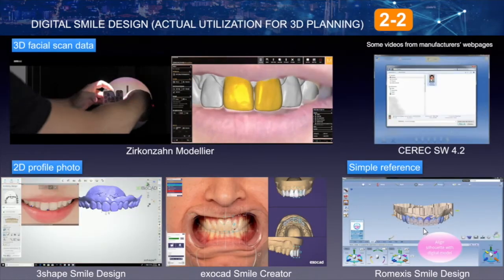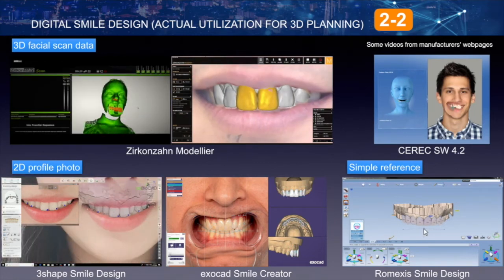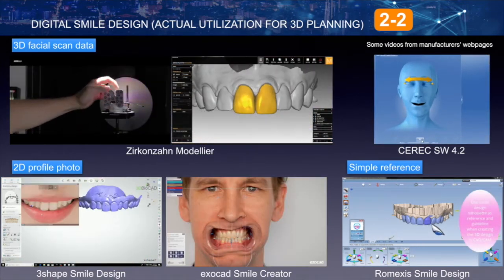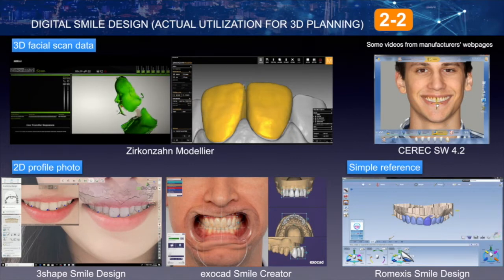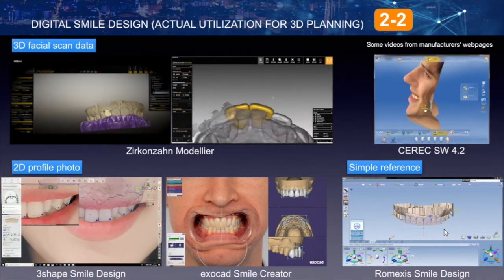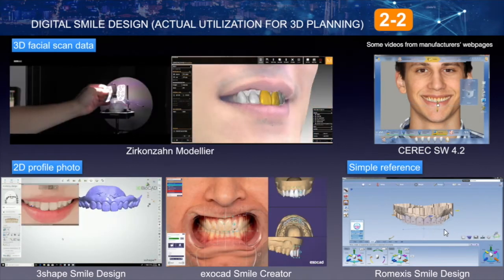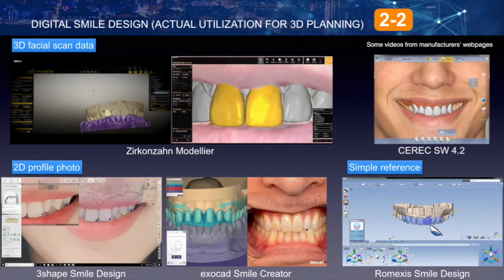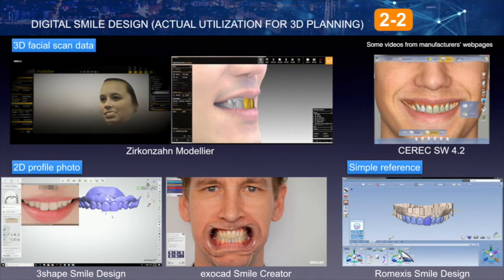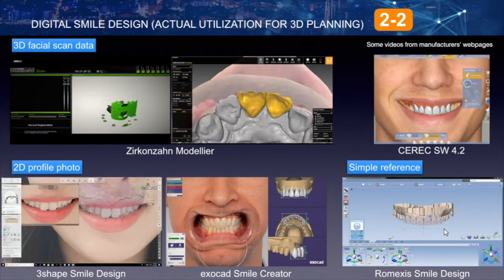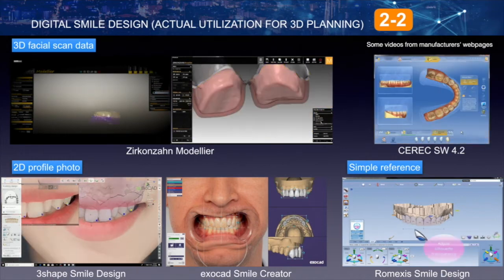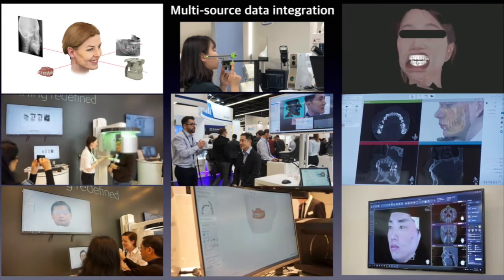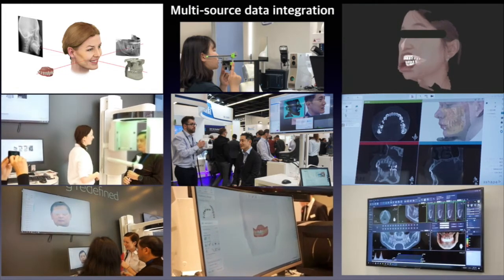There are three approaches to reflect smile design results directly into 3D CAD. Firstly, with Zirkonzahn or Zerac, a 3D face can be linked with intraoral scan, and you can fully utilize the 3D face. Secondly, with 3Shape and exocad software, a 2D image is used during the smile design process with the patient. Then you have to convert the 2D smile into a 3D smile through company-specific technology. On the other hand, you can only refer to the length and shape of the 2D smile design with some software like Romexis.